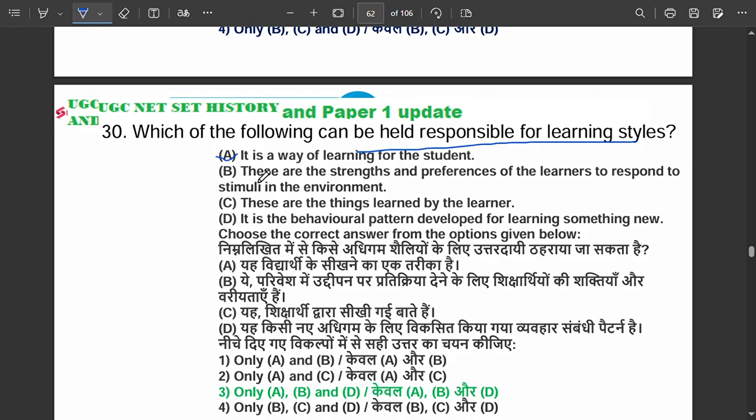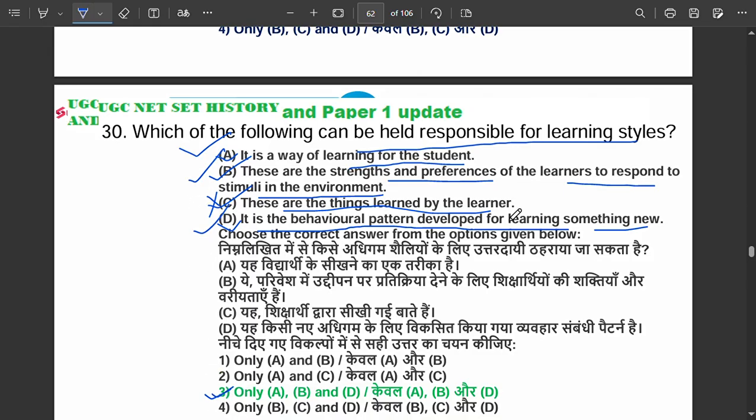A, it is a way of learning for the student, it is correct, and there are the strength and preferences of the learners to respond to the stimuli in the environment, this is also correct, and there is a thing learned by the learner, this is also correct. No, sorry, this is incorrect, and it is a behavioral pattern developed for the learning, sometimes new, this is correct. So A, B and D was the correct answer. Option number 3, C was incorrect.